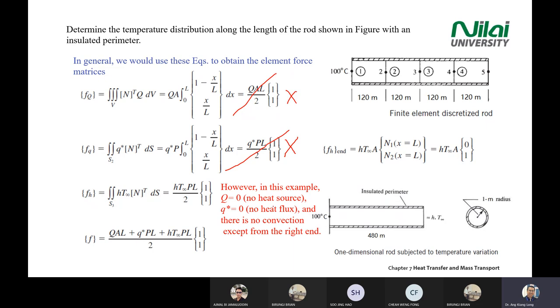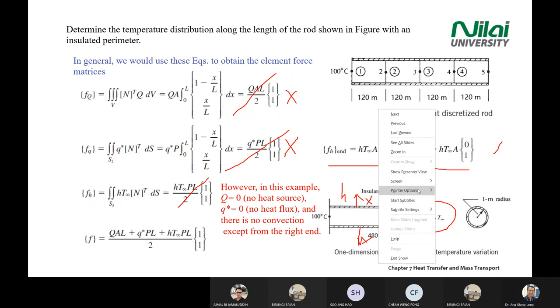There is no convection except this section, because it was insulated, so there is no heat happening to the side. Only the end. So you only have this component. Okay, so you don't need to calculate this one. You only need to calculate this one.